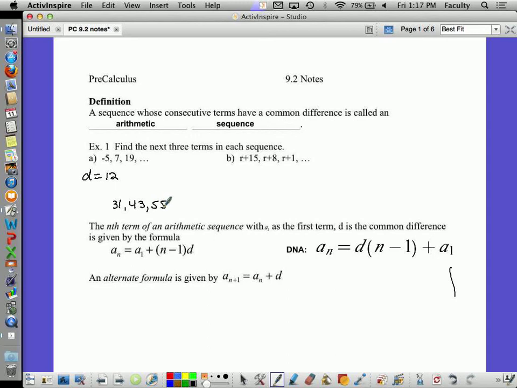All right. And letter B, Lydia, what did you get for the difference? How is it changing? It's going down by 7. Good. And we would say the common difference is minus 7. So, Emily, what were your next three terms?